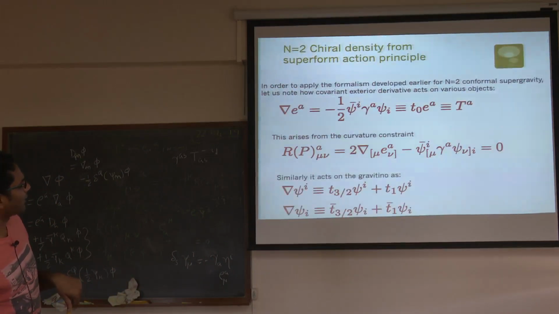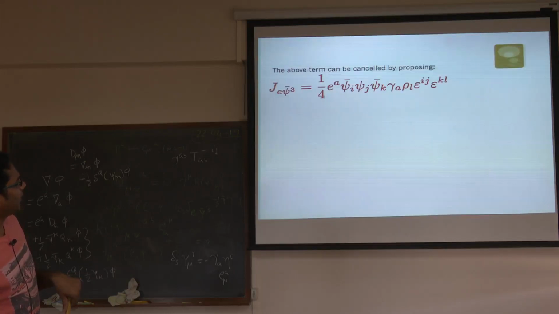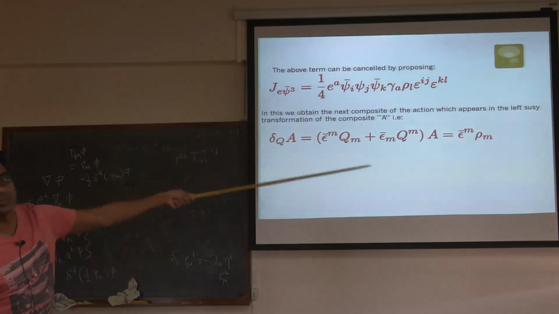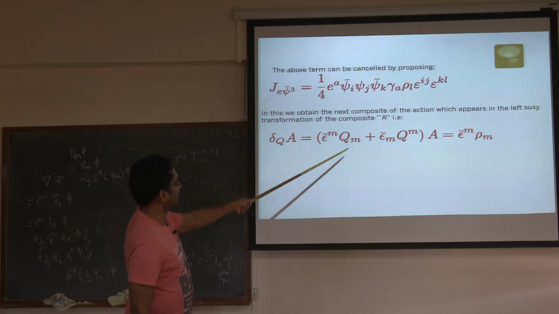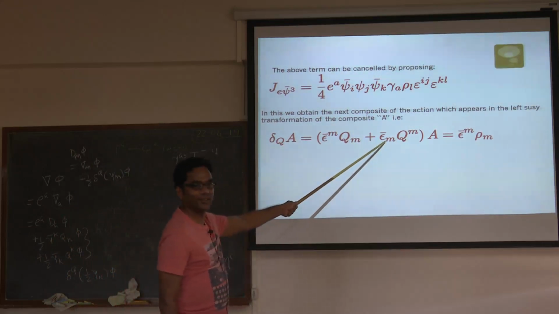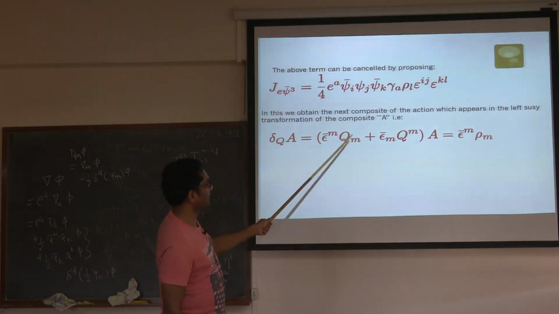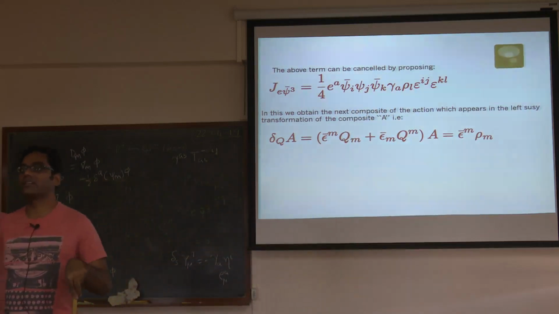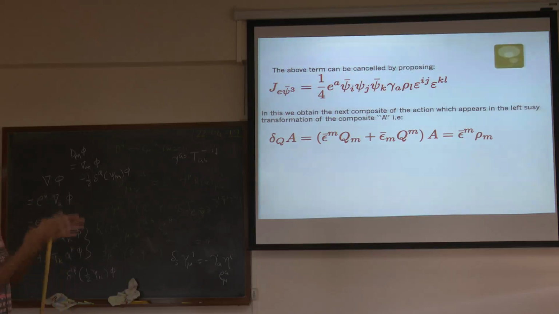So we not only obtained the density formula, we also obtained the supersymmetry transformation. Okay, so supersymmetry transformation of A, it is invariant under right supersymmetry transformation because QM of A was 0, and the left supersymmetry transformation appears in the composite in the next block. Okay, so A appears in the psi to the power 4 block, and rho appears in the E psi cube block. Okay, so in this way we obtain.